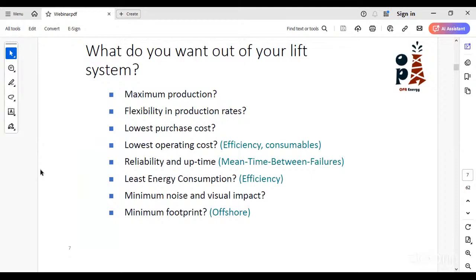So what do we want from our lift systems in these points? We need the maximum or optimized production, flexibility in production rates, depending on, of course, the decline that we are often seeing in our reservoirs. We need, of course, the lower capital cost and also the operating cost. We need the least energy consumption. We need minimum environmental impact, and we need the minimum footprint. And this is, of course, mainly directed to offshore applications.